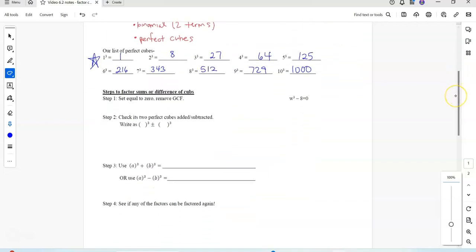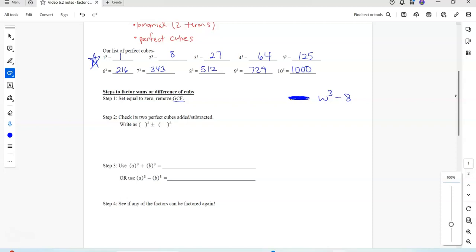All right, so let's talk about how to factor. First, we want to make sure that we remove any GCFs if we have them. And actually, I'm not going to do this equation. We're just going to do w cubed minus 8. Okay? We want to check to see if it's perfect cubes. So if it is, then we can use this pattern.